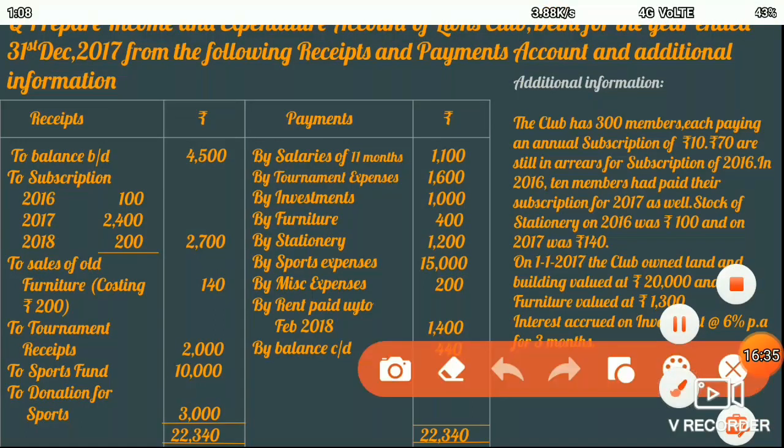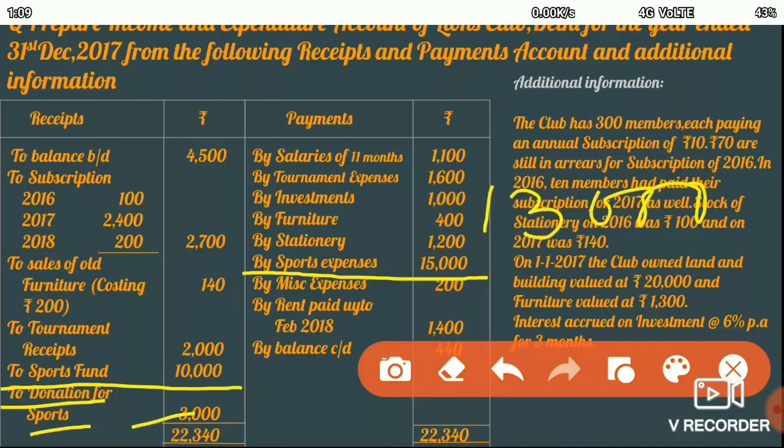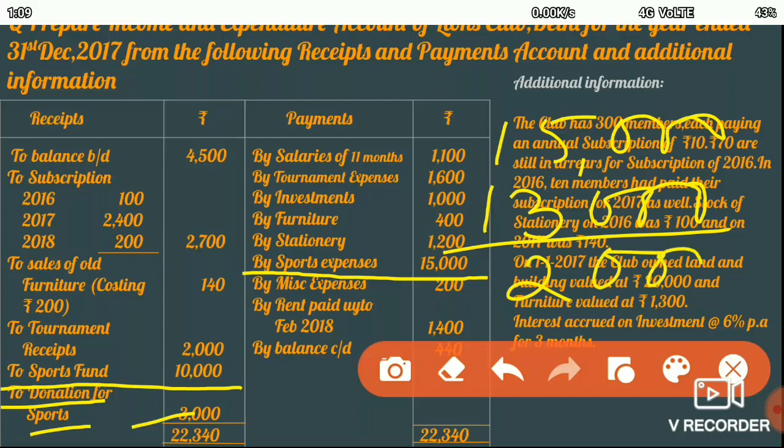The next item that I will take will be sports expenses. If we look at the sports expenses, it is 15,000. But we can see that there is a fund for sports which they have created during the year, that is 10,000 rupees, and there is donation which is received for sports. So if we add the donation to the fund, the total fund comes to 13,000. But if we look at the expense, it is 15,000. So in this case, the expense is more, and the total fund is less. The expense is more by 2,000 rupees.